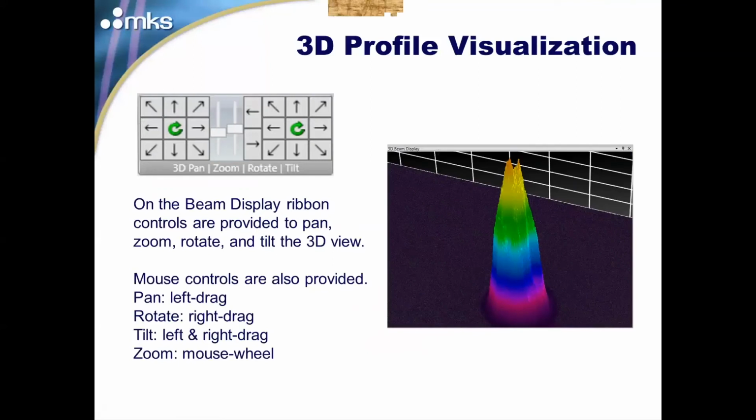On the beam display ribbon, there are controls provided to be able to pan, zoom, rotate, and tilt the 3D view. There are also mouse controls provided, by dragging left or right or both mouse buttons. You can easily zoom with your mouse wheel. Same thing, you can also zoom using your mouse pad if you don't have a dedicated mouse.